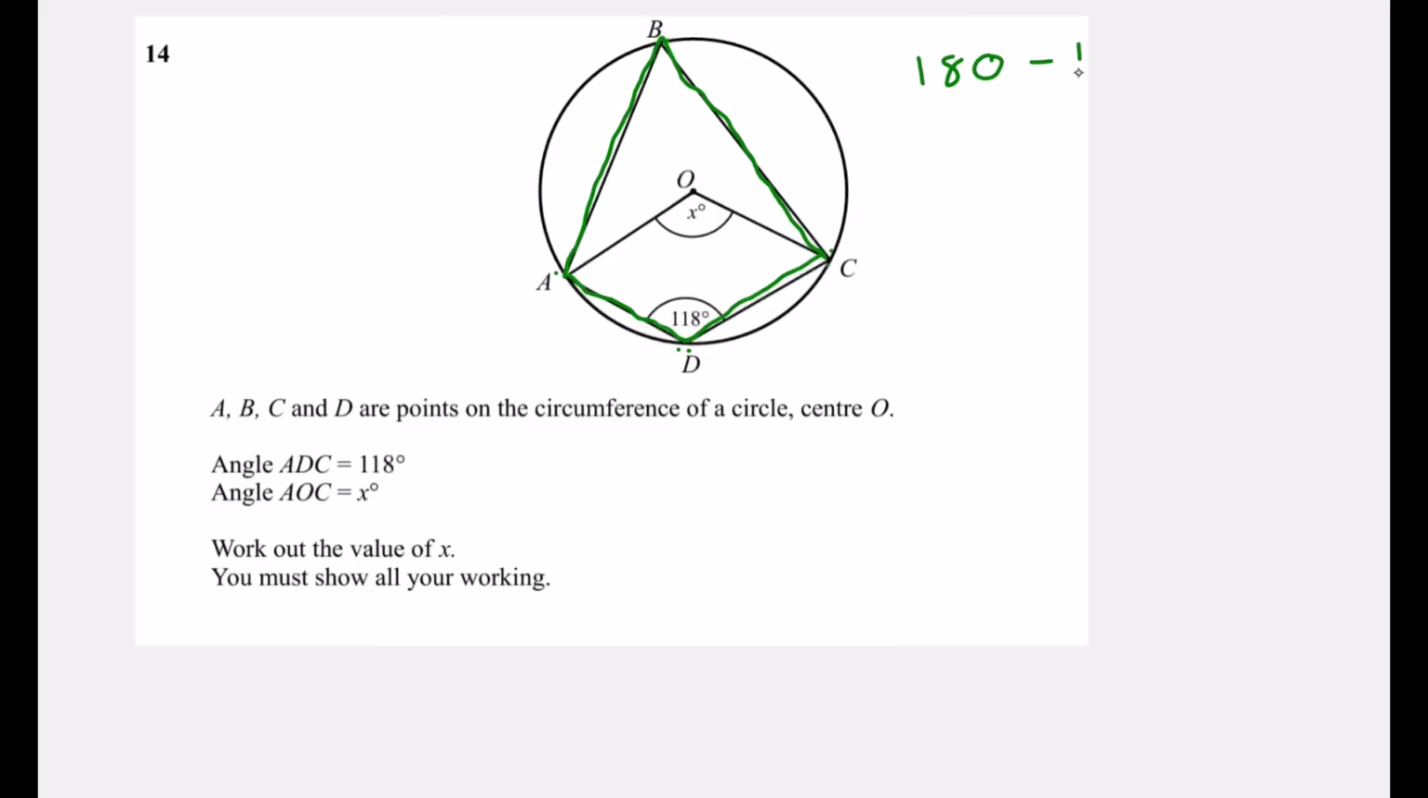So 180 take away 118 will be 62 degrees, because the opposite angles in a cyclic quadrilateral add up to 180.